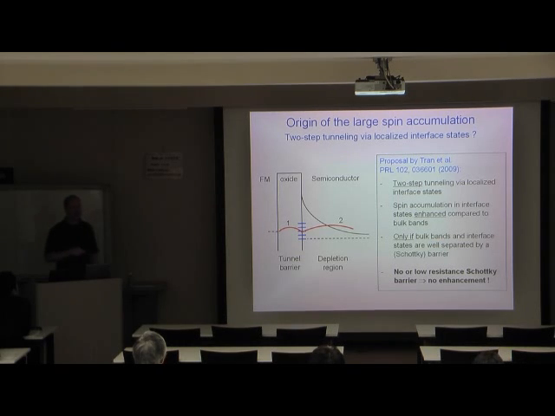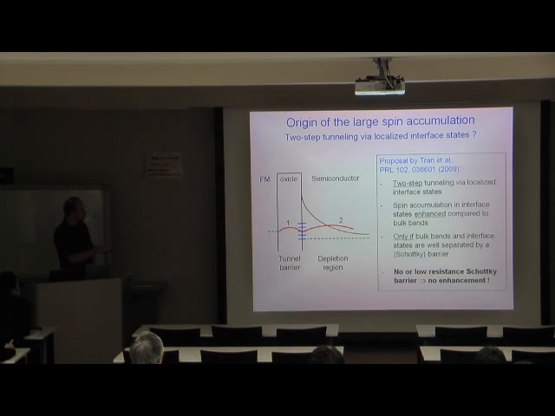That enhancement occurs when you have interface states, and tunneling through these structures is by 2 steps. So if you have interface states at the semiconductor oxide interface that are separated from the bulk bands of the semiconductor by a Schottky barrier, then the tunnel current can actually go in 2 steps. In that case, the spin accumulation that you create in the interface states is much larger than the spin accumulation in the bulk bands. And so the question was, is this the reason why we observe such large effects? It should be noted that this enhancement only occurs when the interface states are separated from the bulk bands with a sufficiently large barrier.